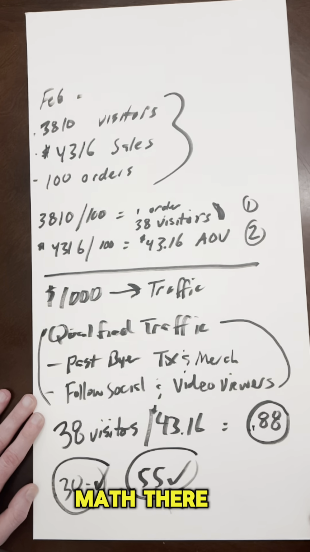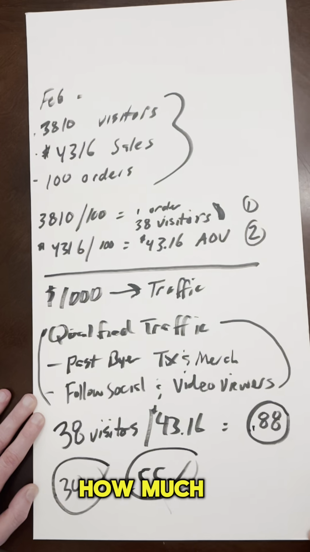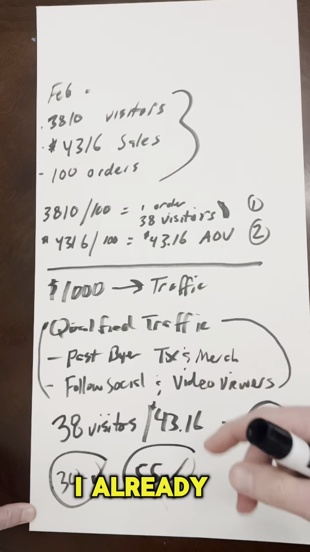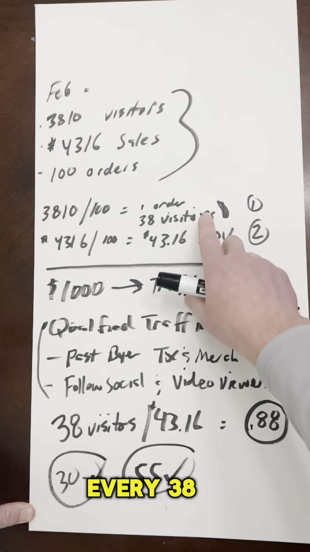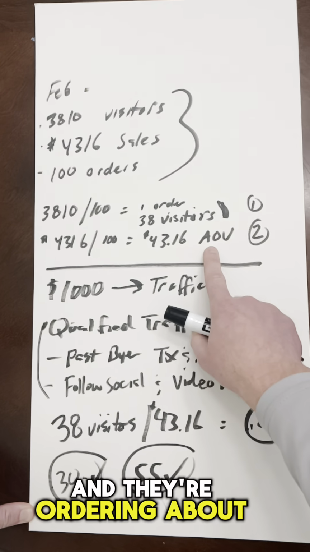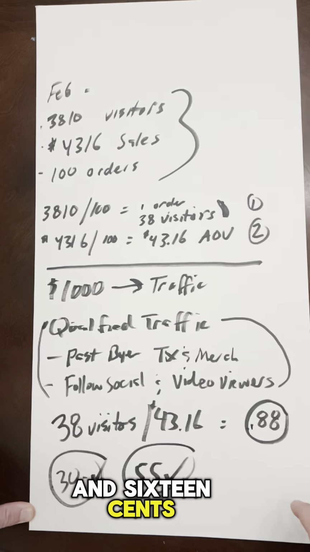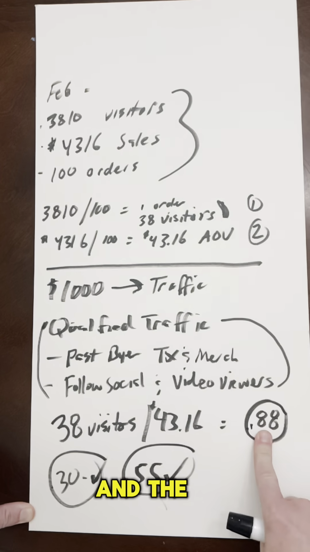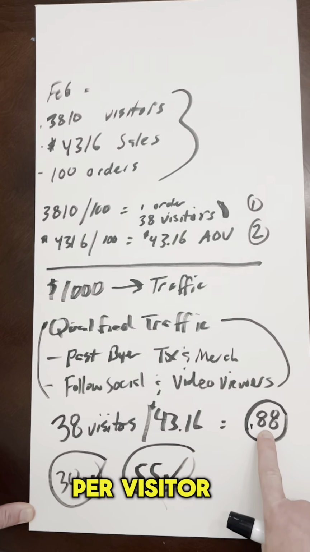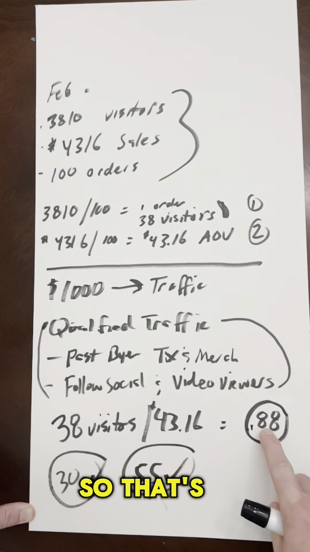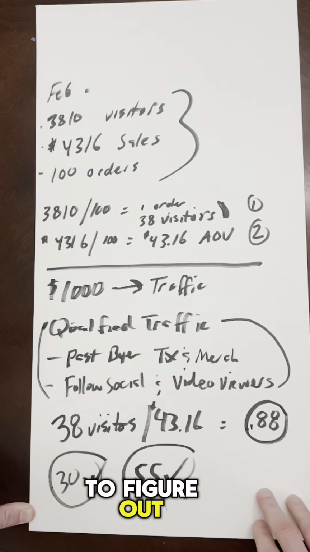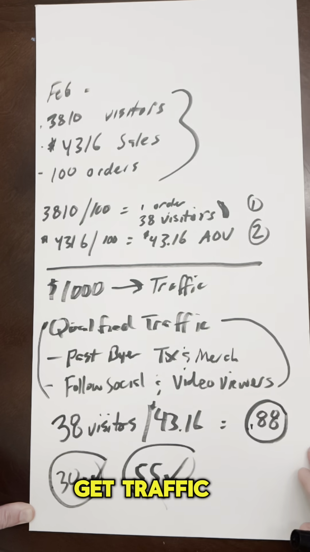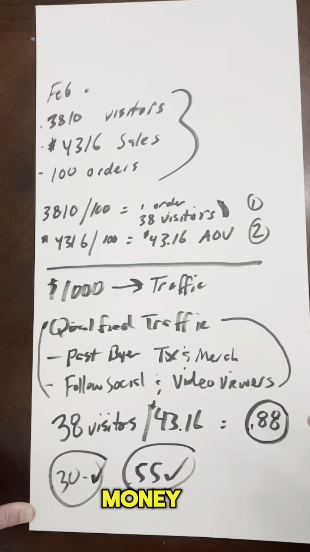So there's some good math there for you to see how much it's costing me to drive traffic to my store. I already know what's going to come out the back end: every 38 visitors equals 1 order, and they're ordering about $43.16. What's the most I'm willing to spend to drive someone? And the number is 88 cents per visitor to your store. So that's the secret math to figure out as you're running ads, how you're trying to get traffic to your store so that you're making money. This is how you do it.